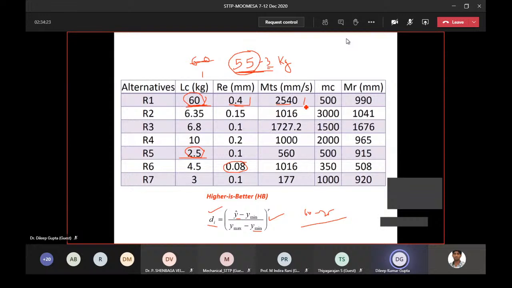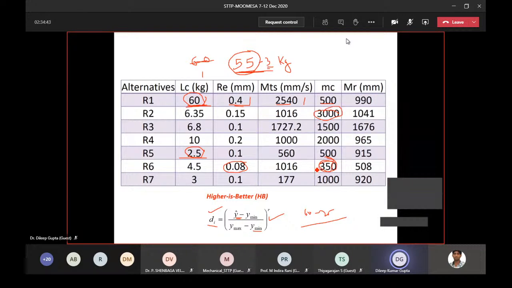यहाँ पे आप 500 लेंगे तो 500 minus 350 divided by 3000 minus 350, you will get certain value over here. So this value will be 0.055566 for this condition.